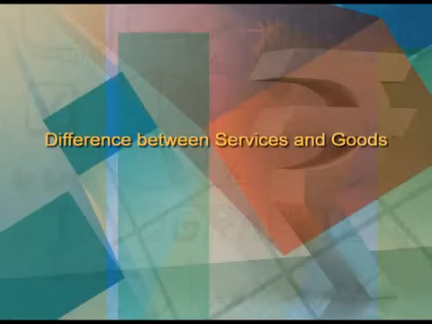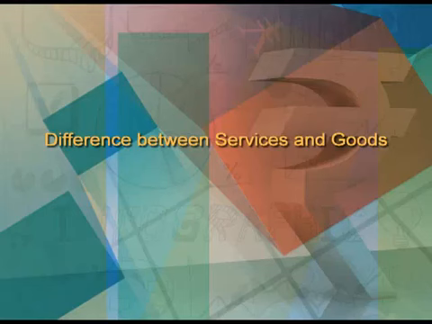Difference between services and goods. Service is an activity or a process. Example, watching a movie in a cinema hall, whereas goods are physical objects. Example, video cassette of the movie. Services are heterogeneous, but goods are homogeneous. Services are intangible. Example, doctor's treatment, whereas goods are tangible. Example, medicine.